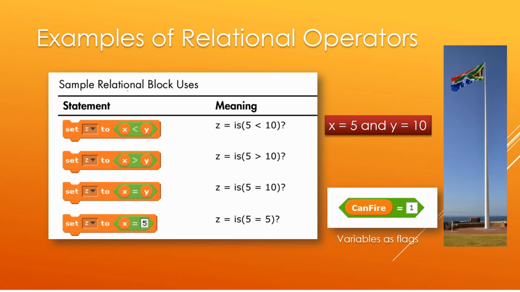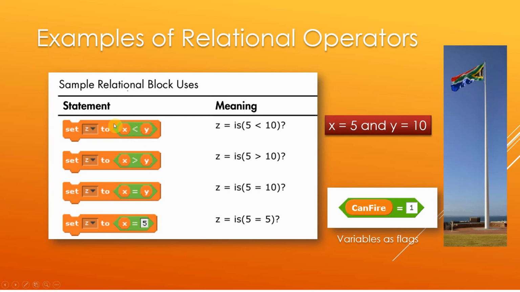So let's look at a bit more complicated example. Here we've got a variable called z, and we are going to set it equal to the answer of this Boolean block. Now remember, a Boolean block can only have 2 answers. It can either be yes or no, true or false, 1 or 0. In each case there are only 2 options. So z will always only be true or false, or 1 or 0.